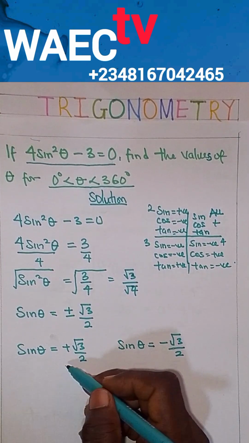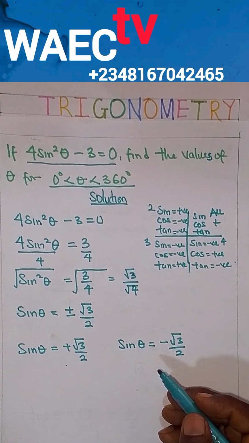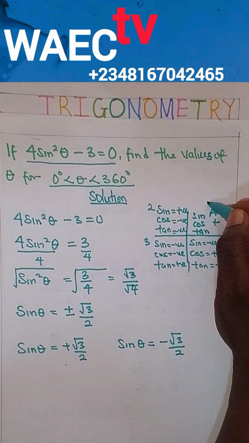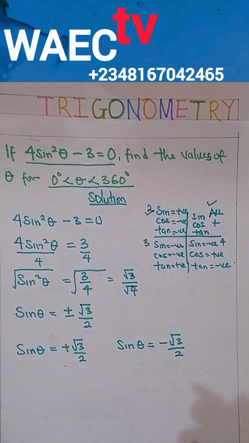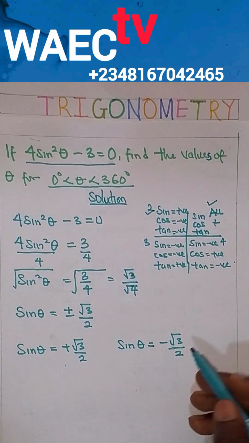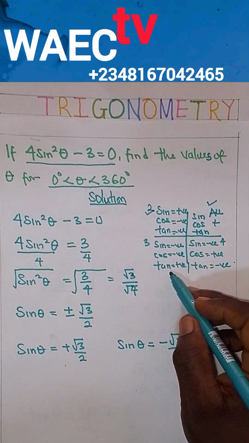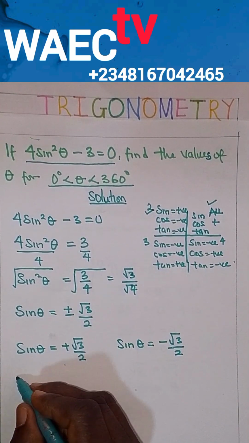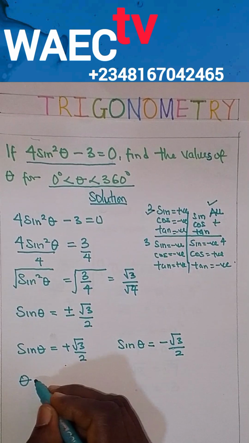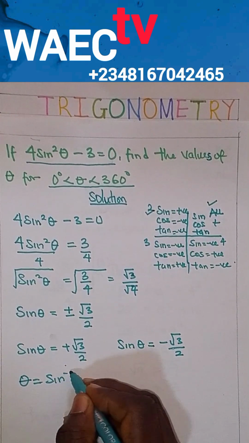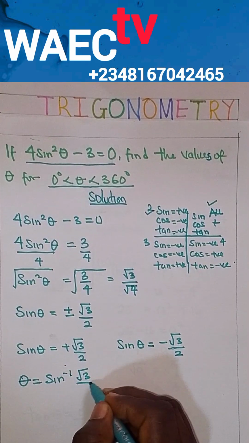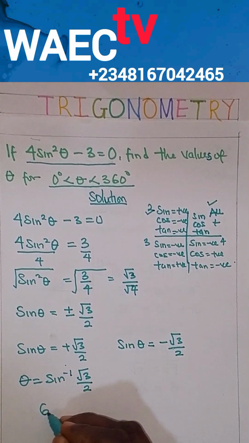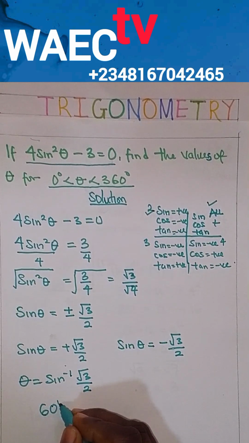Now for the positive, we are interested in the quadrants where sine is positive, and those are the first and the second quadrants. And for the negative part, we are interested in the quadrants where sine is negative, which are the third and the fourth quadrants. So if you use a calculator for this, theta will be sine inverse of root 3 all over 2, and sine inverse of root 3 over 2 is 60 degrees.